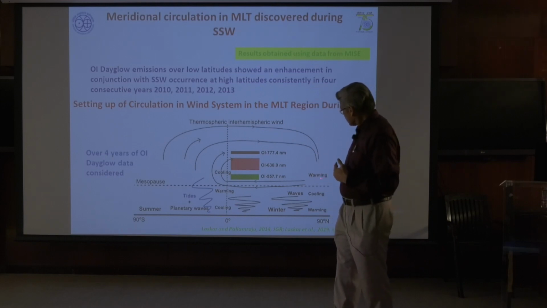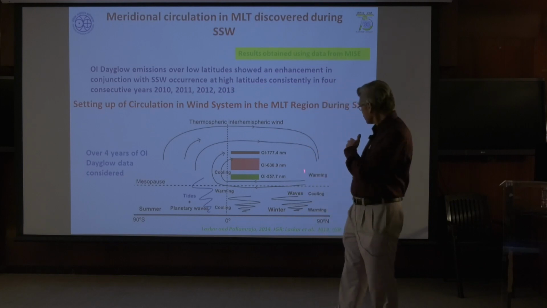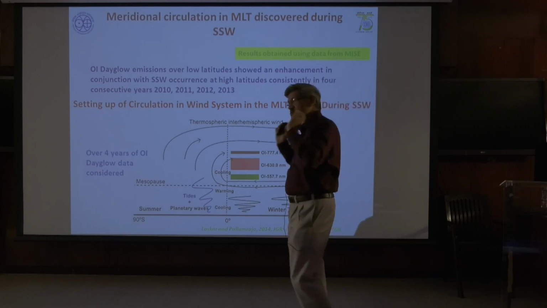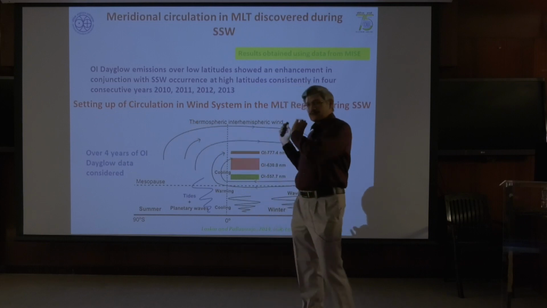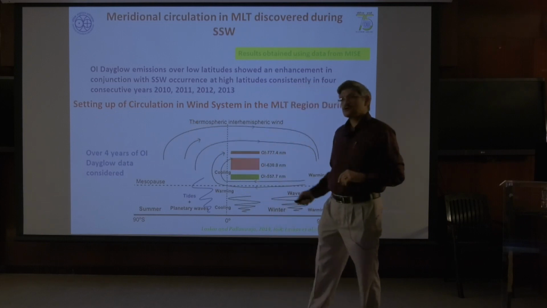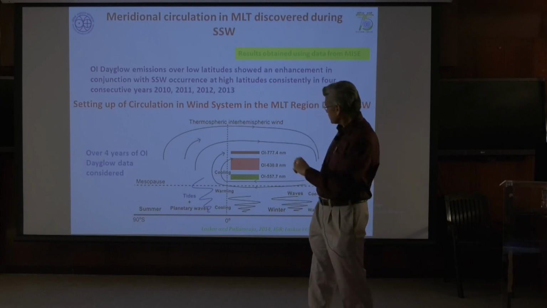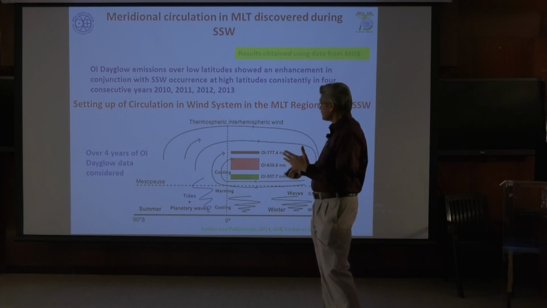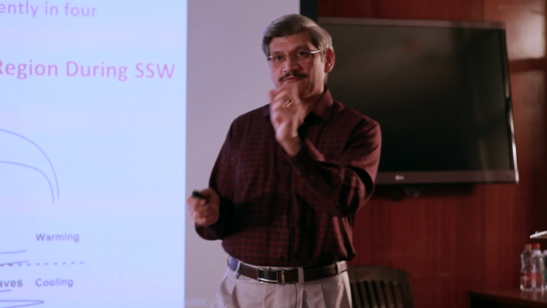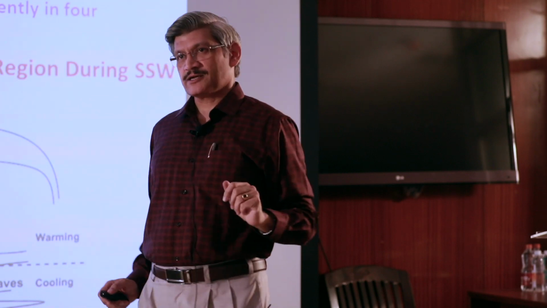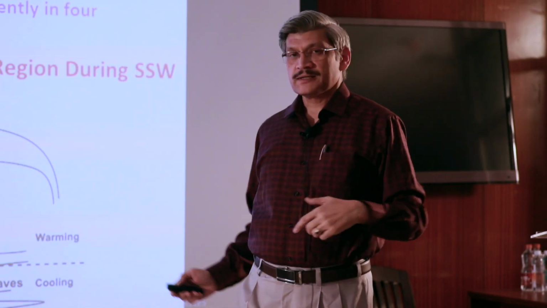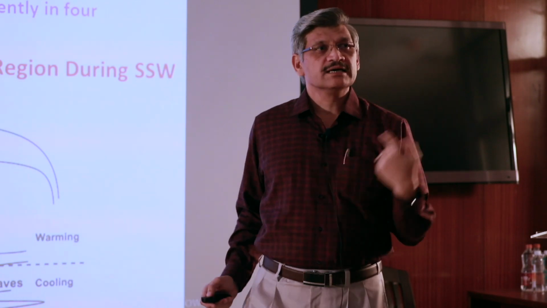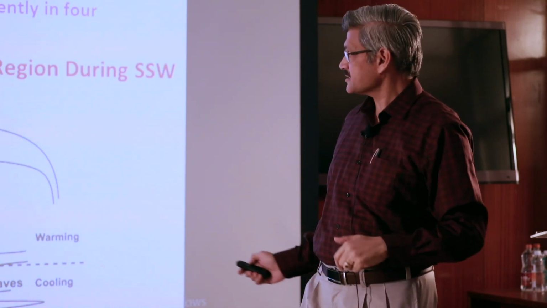We said that because of this lower thermospheric warming, there is a physical transport of atoms from the high latitudes to low latitudes, which causes this emission enhancement, and this circulation is completed by the thermospheric interhemispheric winds going from the summer to winter hemisphere. So we drew this picture saying that, based on 4 years of consistent data, every stratospheric warming time we saw an enhancement here. This tells about the latitudinal coupling that is happening, and we discovered a new circulation cell in the atmosphere based on the measurements here.